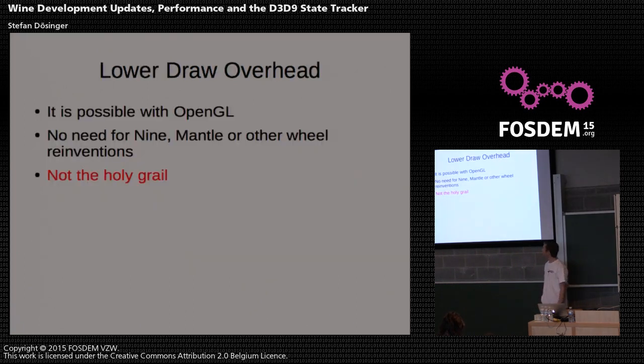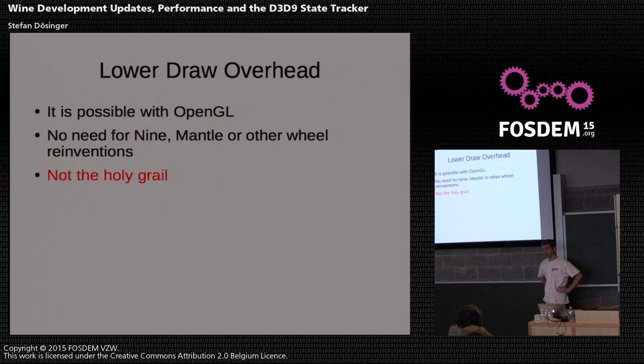One thing that has been in the press lately, especially concerning AMD's Mantle interface, is draw overhead and general overhead in OpenGL and Direct3D and everywhere. And lower overhead is also what the Gallium 9 developers attribute to improved performance, and I agree with them on that part. So Gallium 9 removes a lot of overhead that we have when we run through Wine D3D, GL, and then Mesa.